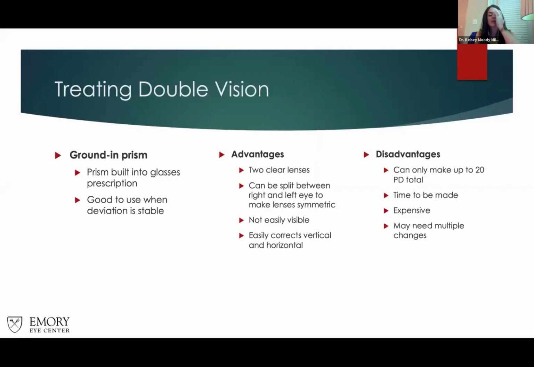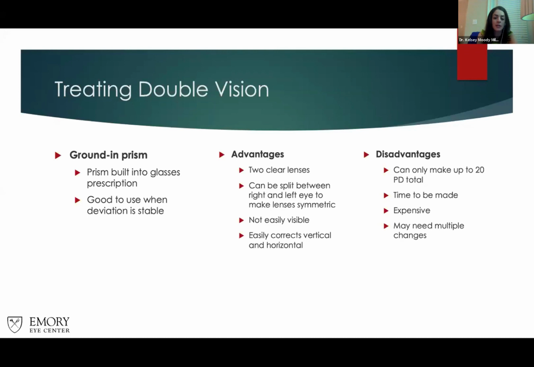And so for ground and prism, this is really going to now be built into the glasses prescription. So you definitely have to have an updated refraction if you're going to be giving a patient ground and prism. And so this is great to use when you know that the deviation is stable or you know what's causing the double vision. The advantage to this is you're now going to have two clear lenses. There's going to be nothing on the surface of the glass. And it can be split between the right and the left eye to make the glasses appear symmetric.